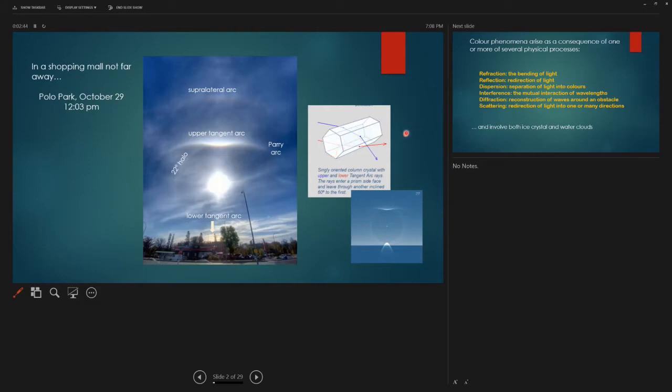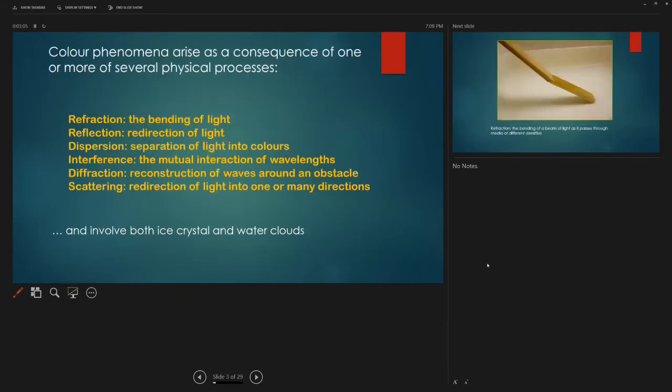And you can see here how the light is coming through. This is actually a hexagonal column crystal, and the light is coming in through the sides and being refracted as it comes through that crystal toward you. When we see these halos in the sky, we see them as a consequence of these 6 different processes. Each one of them may have one, but more likely several of those kinds of processes. You're familiar with them, although what we call refraction is actually a combination of refraction and dispersion.